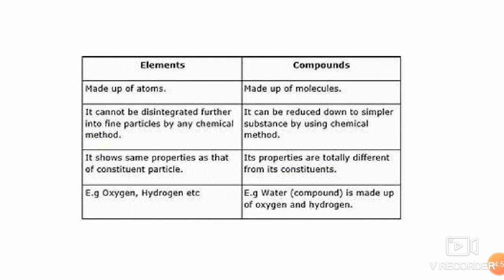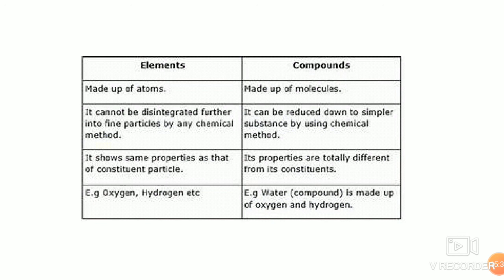Yes. So now let us distinguish between elements and compounds. Elements are made up of only atoms. Compounds are made up of molecules. Elements cannot be broken down further into finer particles by any chemical method. Compounds can be reduced to simpler substances by chemical methods. Elements show the same properties as their constituent particles. But compounds are chemically combined, so the properties of the original parts change entirely. That means the properties are totally different from its constituent particles.